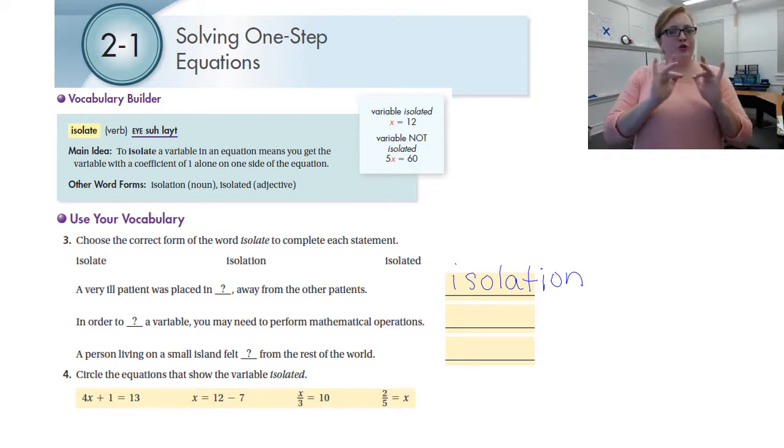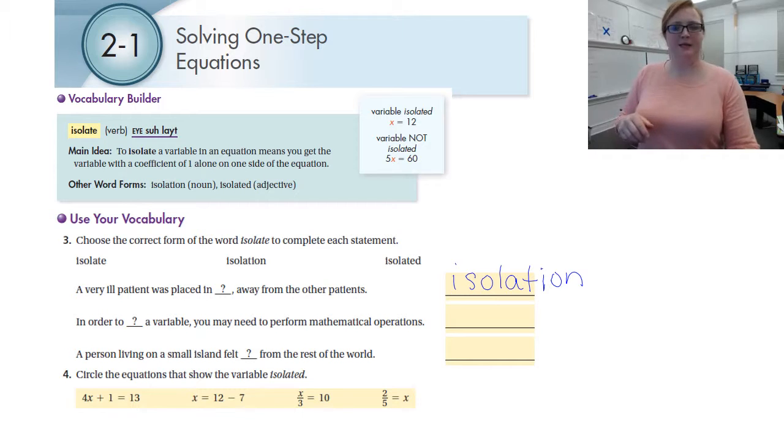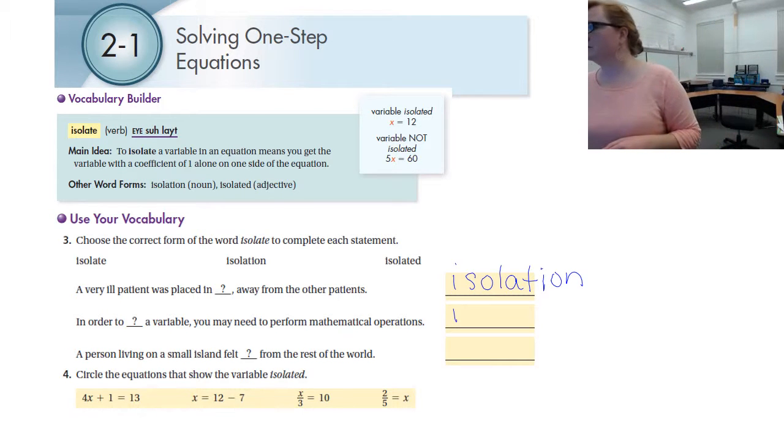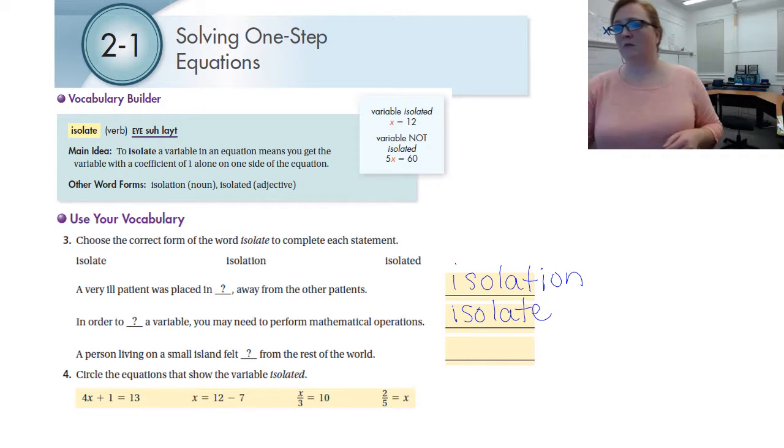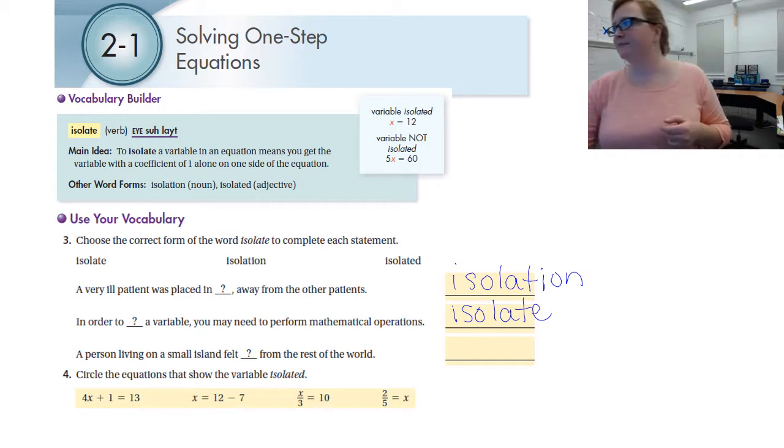In order to blank variable, you may need to perform mathematical operations. The correct form is isolate. A person living on a small island felt blank from the rest of the world. The correct form, isolated.